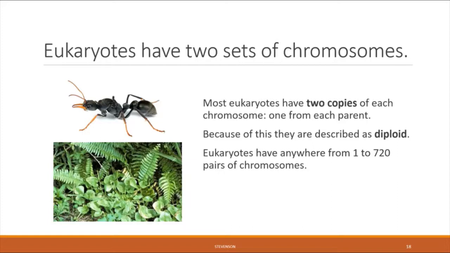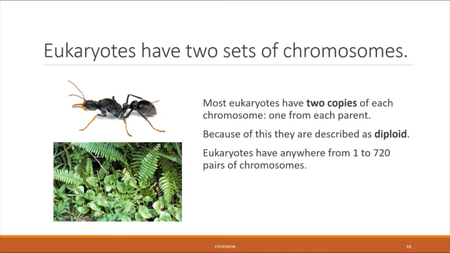There are also eukaryotic organisms that have been documented to have up to 720 pairs of chromosomes. So 720 that came from mom and 720 that came from dad. And that would be this species of fern that you see right here. So obviously then, the level of sophistication in the organism does not necessarily completely correlate to the number of chromosomes that it has.